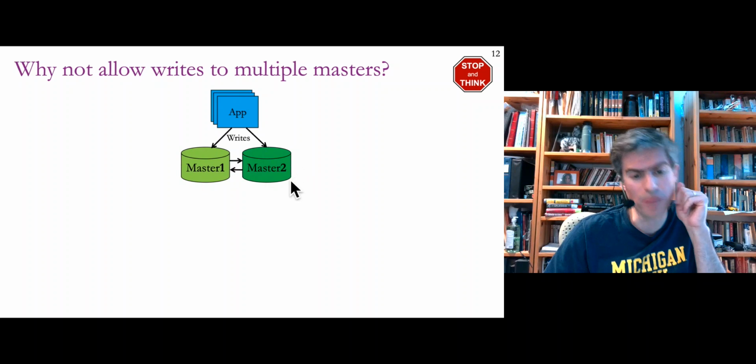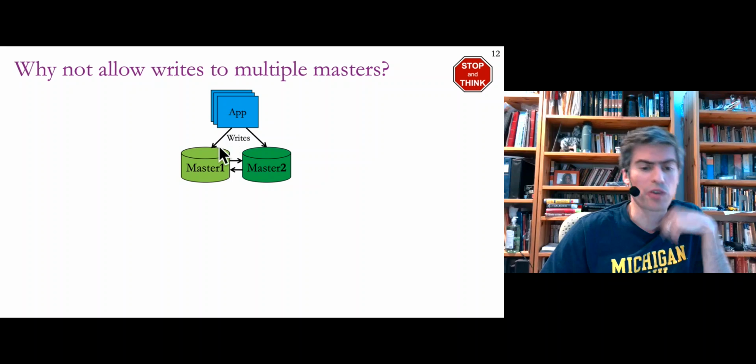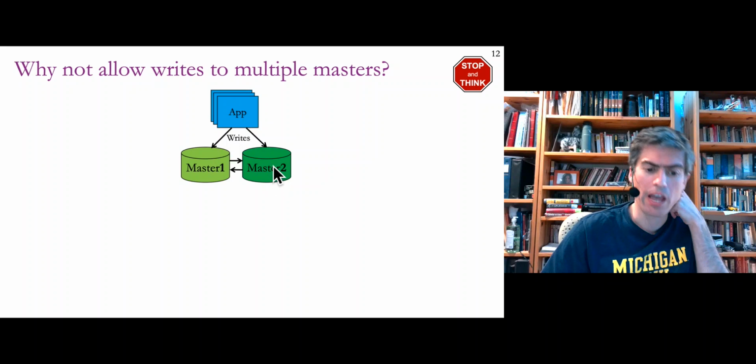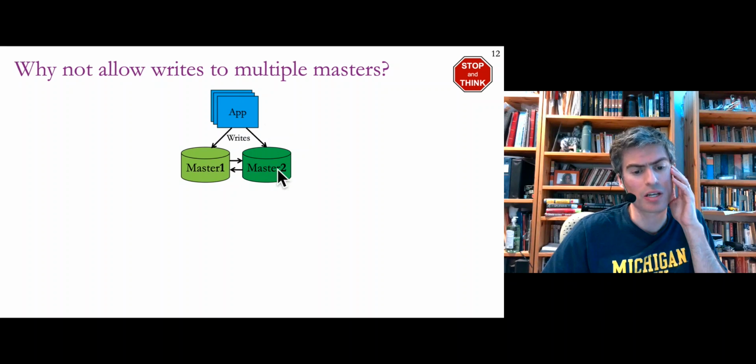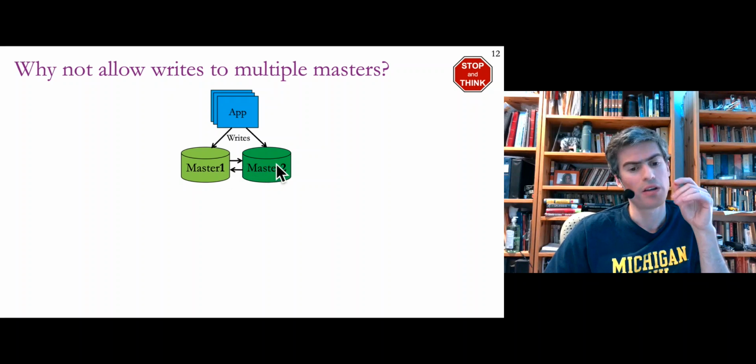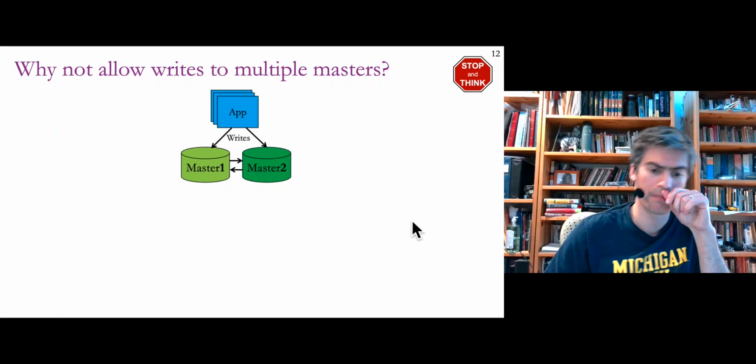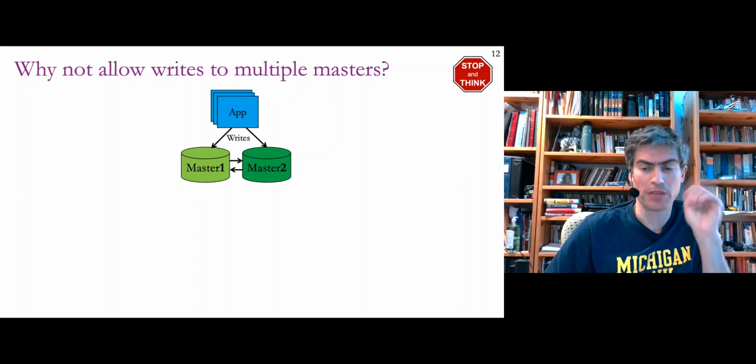So why not actually have two masters where you can write to either one of them, and they replicate to each other? For example, if I write data here at master 1, it gets copied to master 2, or if I write data on master 2, it gets copied to master 1. They both listen for updates from each other, and they get propagated. Why not do that? So stop and think about that.